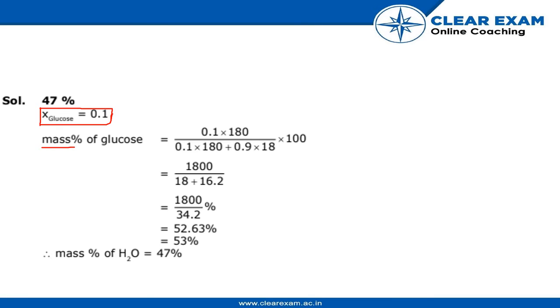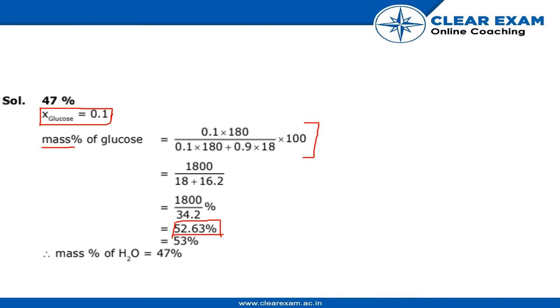From this formula, you can see we get 1800 upon 18 plus 6.2. If we follow the BODMAS rule, we get 52.63%, which can be rounded up to 53%.